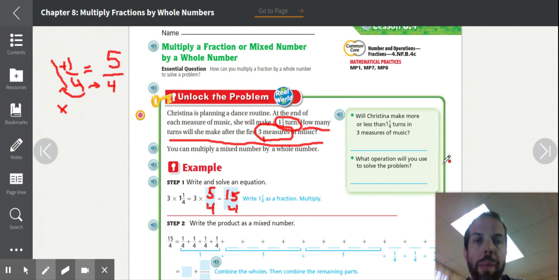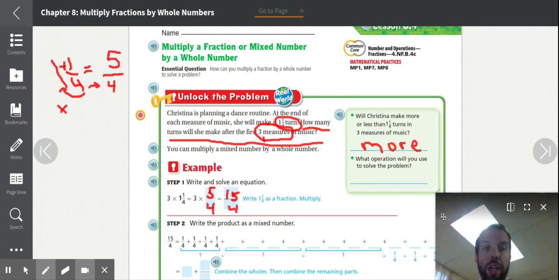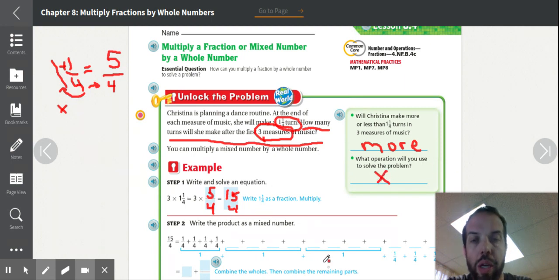Over here it says, will Christina make more or less than 1 1/4 turns in 3 measures of music? Well, think about this. If she's spinning 1 time, she's going to make, it says in the problem, 1 1/4 of a turn. If she's doing it 3 times, is she going to do it more than that, or is she going to do it less than that? Well, we know she's going to do it more because she spins 1 1/4 in just 1 turn. So we know that the answer is going to be way more than 1 1/4, because we're doing it 3 times. All right, what operation are we going to use to solve this problem? Well, we already said that. We're going to be using multiplication. So guys, fill that in.